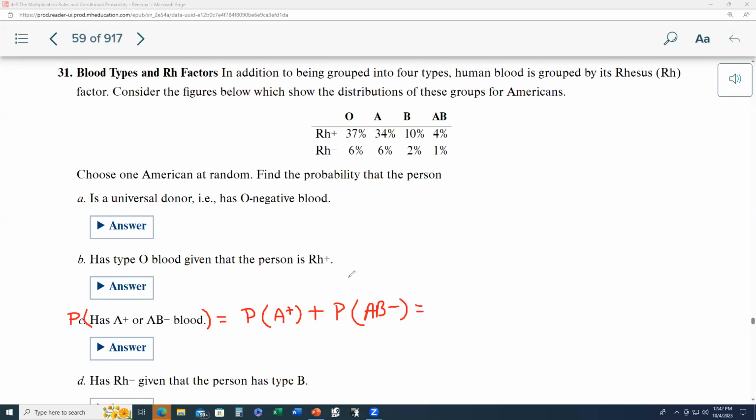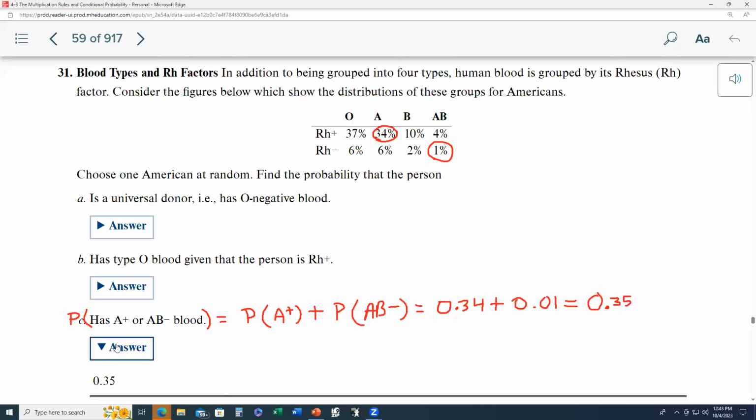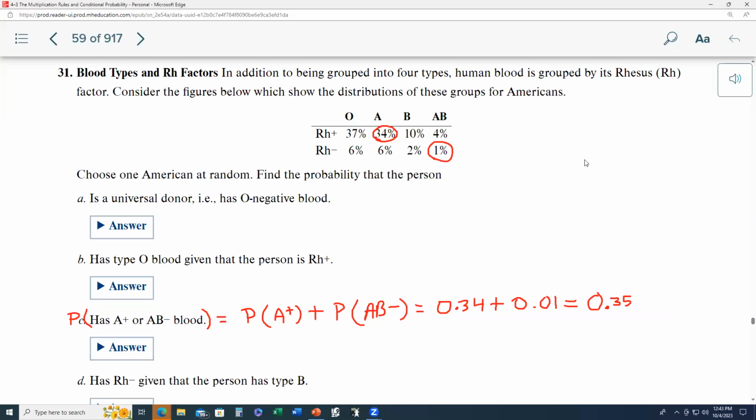And the probability we select somebody that's A positive would be right here. That'd be 34 out of 100 or 0.34. And that's going to be added to the probability we select somebody that's AB negative. AB negative would be 1 out of 100, 0.01. So your answer to this problem is going to be about a 35% chance, 0.35. That's your answer. All right, 0.35. Okay, any questions about those? We'll call that classwork number 1.